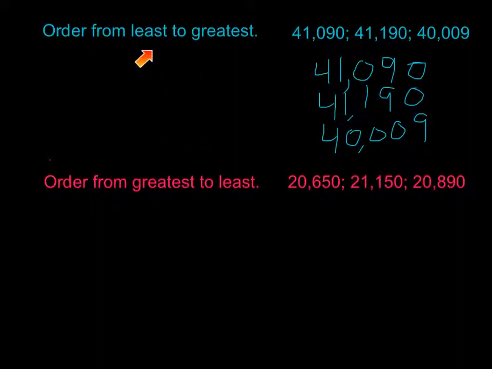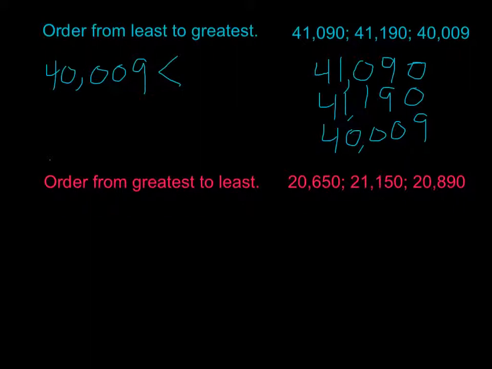Now because I'm looking for least to greatest, because 0 is less than 1, I know that this 40,009 is going to be our first ordered from least to greatest. So we're going to have 40,009, and then a semicolon, which technically I could do either a semicolon there, or I could do is less than, a less than sign there.